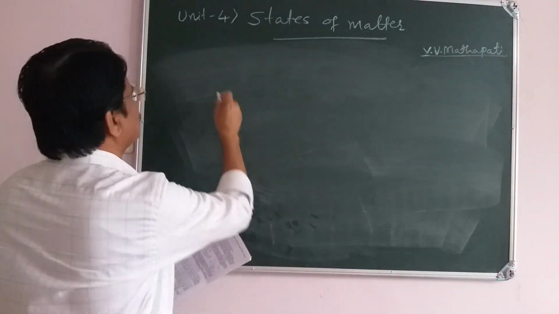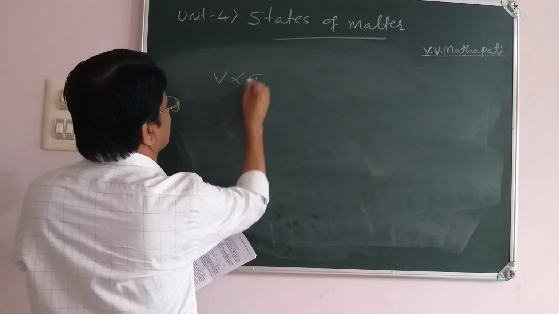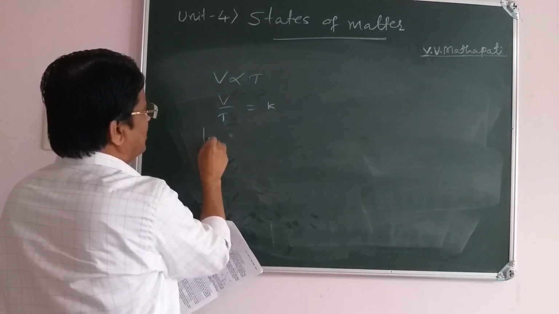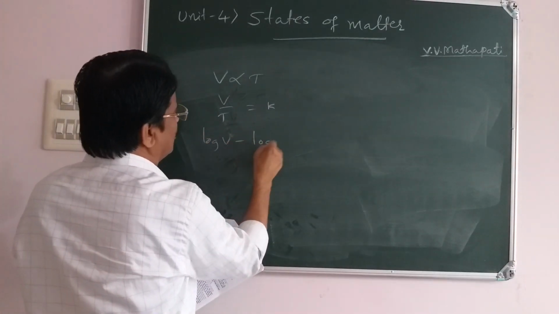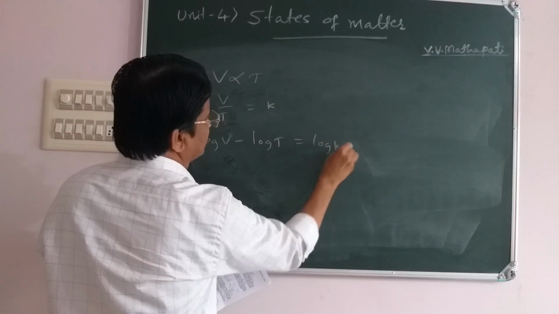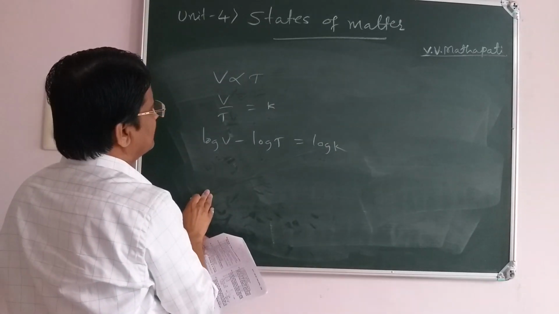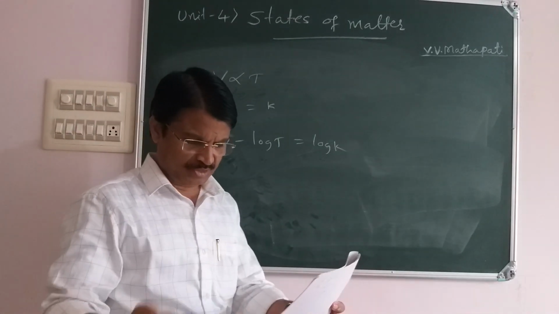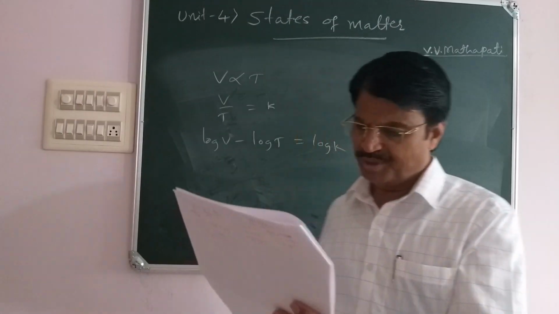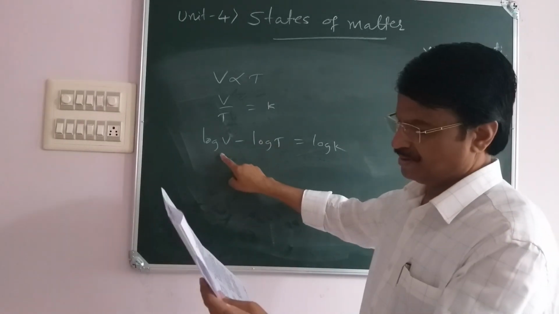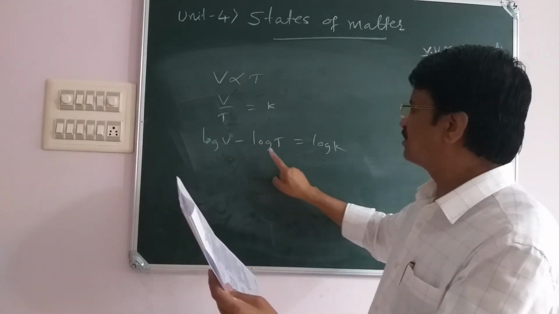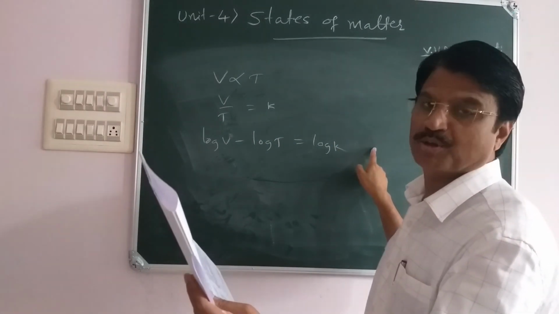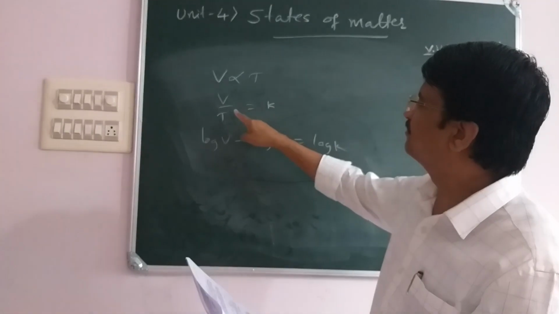So for Charles law, V is proportional to T, or V by T equal to constant K. When you apply log, log V minus log T equals log K. And even a differential equation we can write. So the first formula, log V equals log K plus log T. Correct. The second option, V by T equal to K.